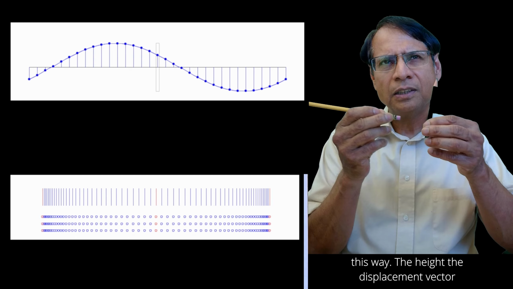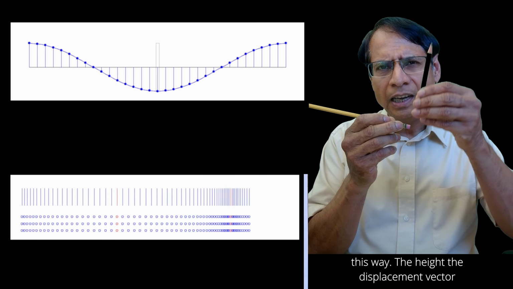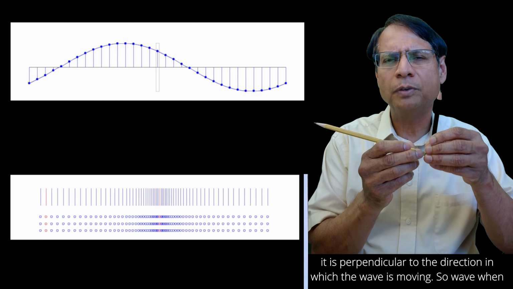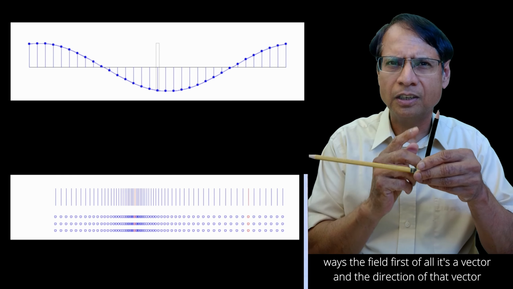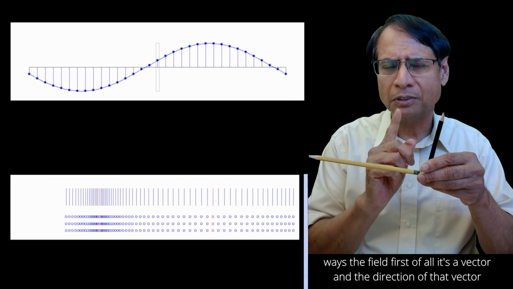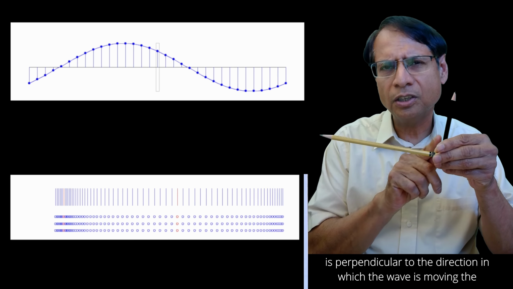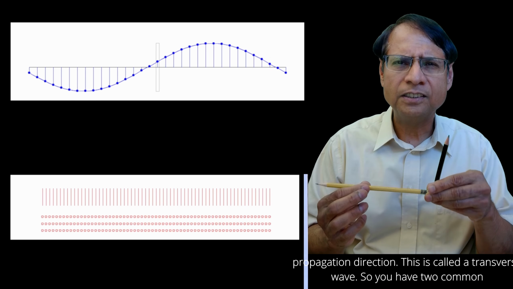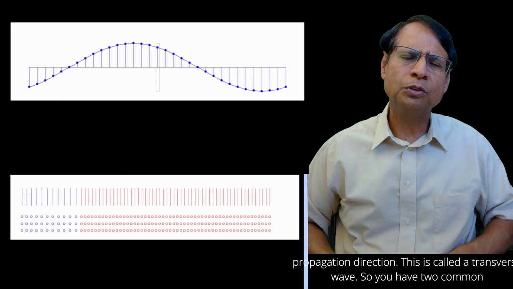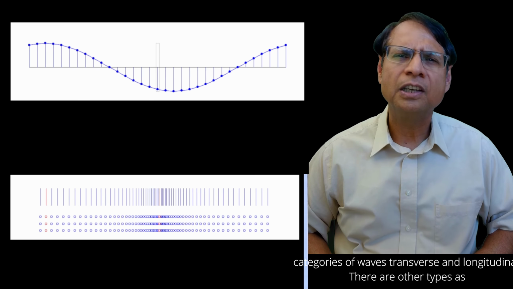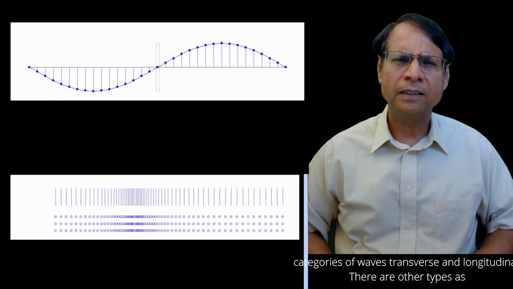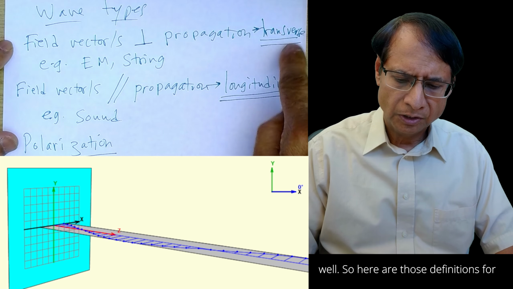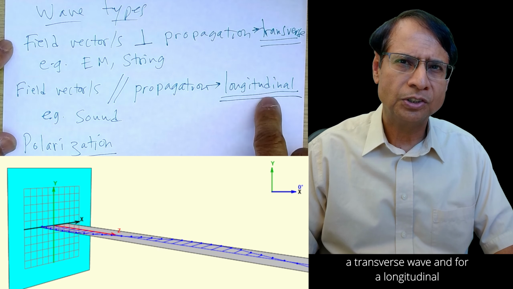The wave is moving this way. The height, the displacement vector, is perpendicular to the direction in which the wave is moving. So a wave in which the field, first of all, is a vector, and the direction of that vector is perpendicular to the direction in which the wave is moving, the propagation direction. This is called a transverse wave. So you have two common categories of waves, transverse and longitudinal. There are other types as well. And so here are those definitions for a transverse wave and for a longitudinal wave.